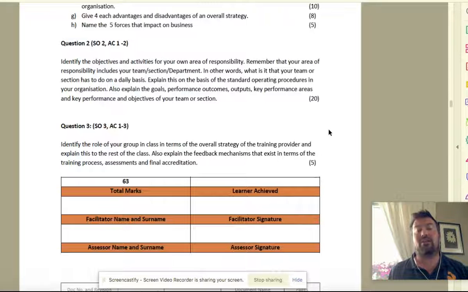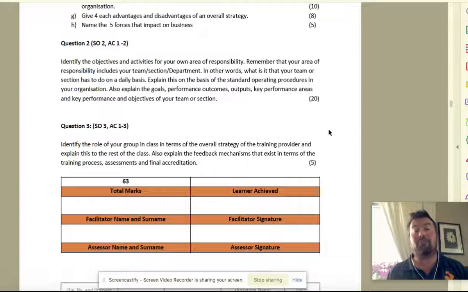Also explain the feedback mechanisms that exist in terms of the training process, assessments, and final accreditation. So you guys are part of a training intervention. You guys are all on a learnership. And so what is your role in making sure that this training intervention is successful? So what part do you have to play?